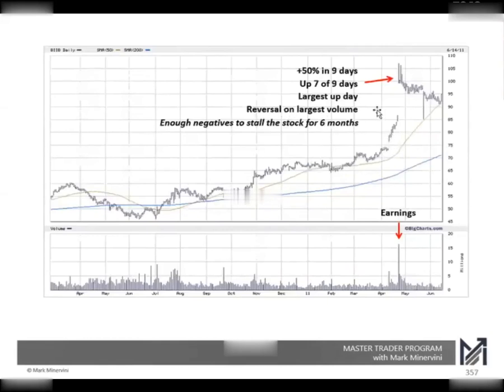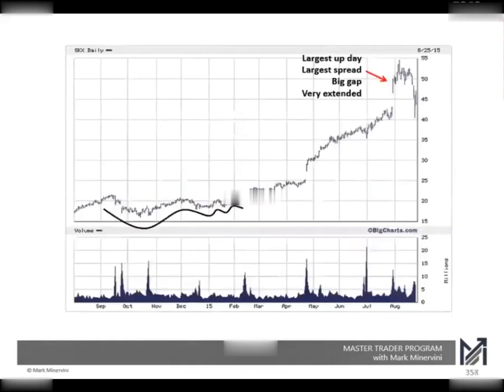So again, here, reversal on the largest volume. So you got a reversal, largest up day, 7 out of 9 days up, and up 50% in 9 days. Again, look at how it just accelerates that rate of advance. Great time to take some profits off the table there.